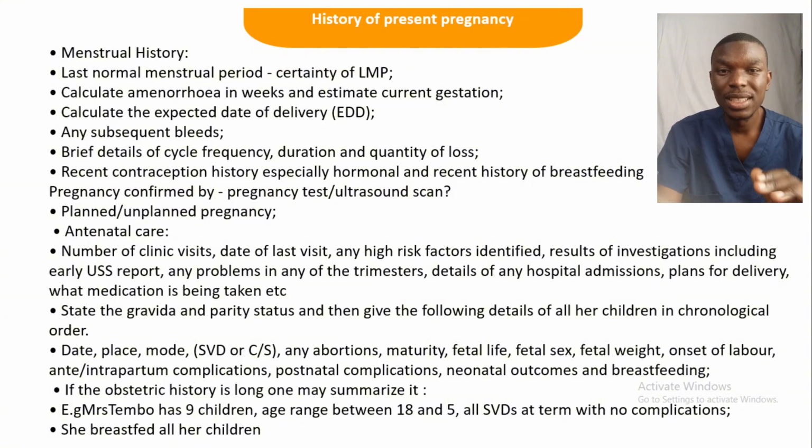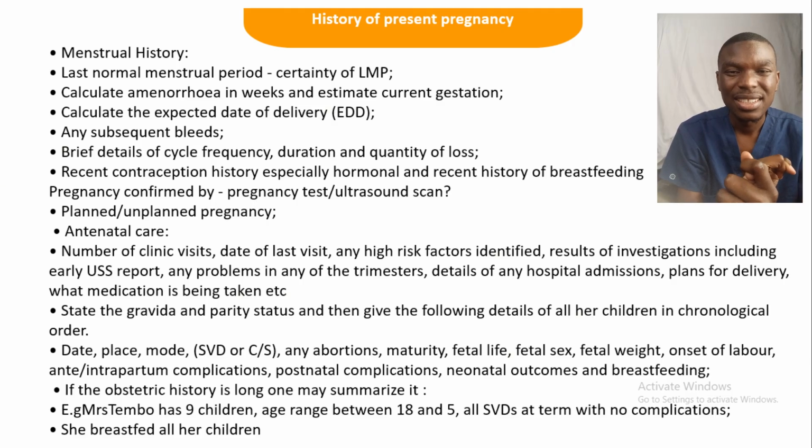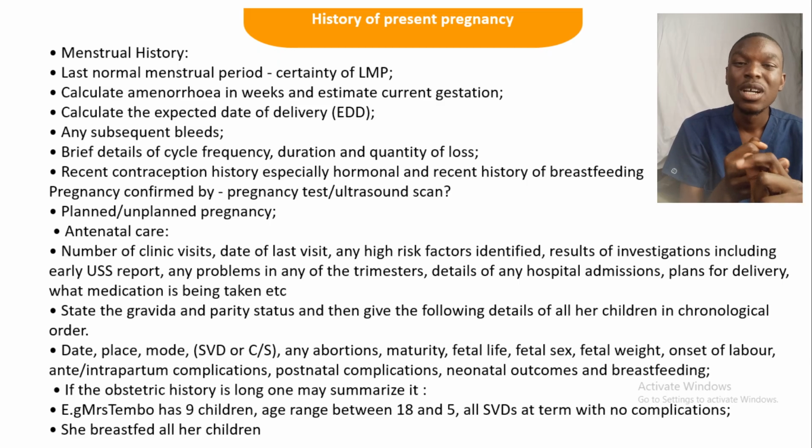Okay, move on to asking about the antenatal visits. So in these antenatal visits, you want to know the number of clinic visits, how many times they have visited the clinic, the last day they visited the clinic, and did they find any high risk factors? For example, hypertension in pregnancy is a high risk factor. It's really dangerous in pregnancy. So you want to know such things. What did they find during these visits?